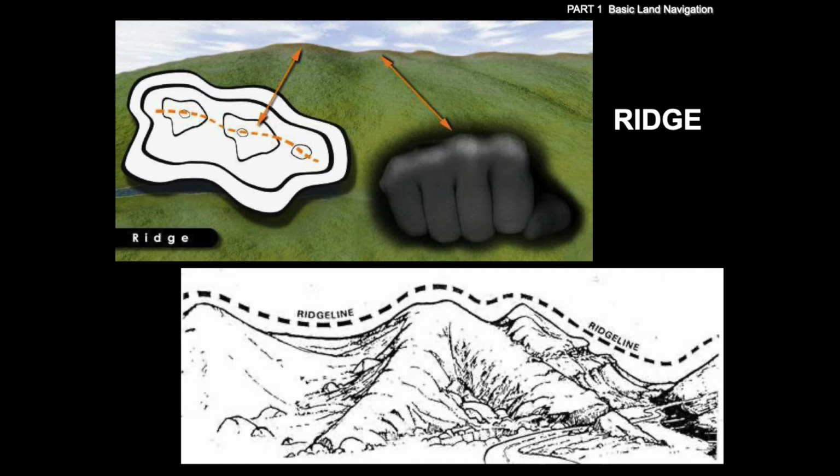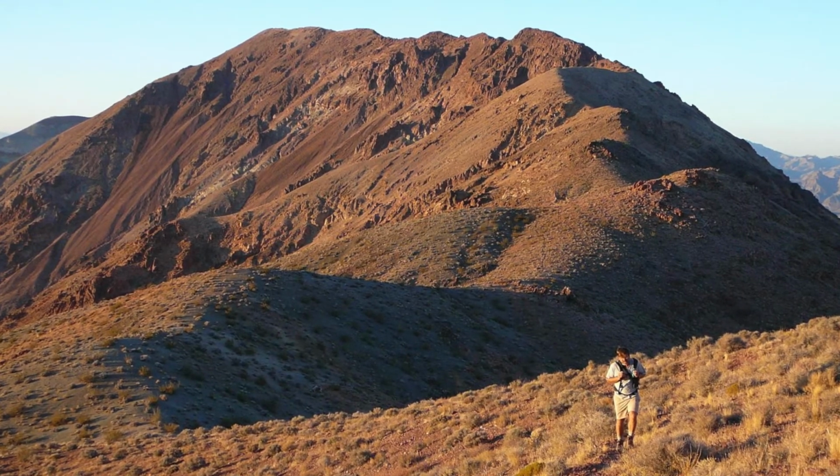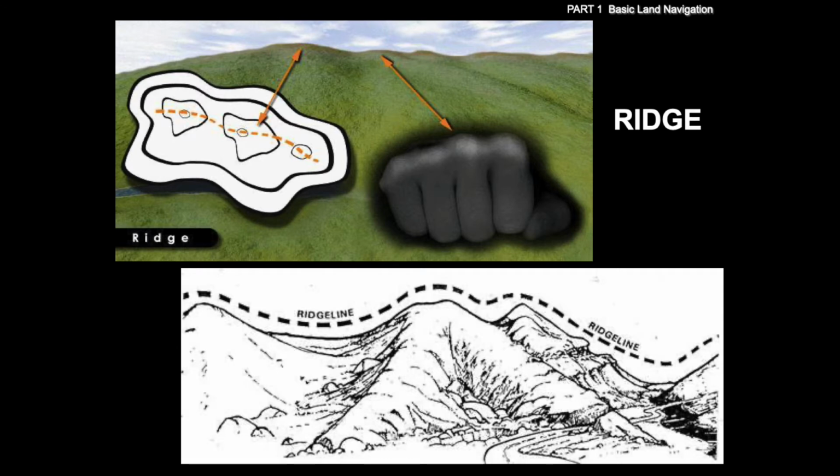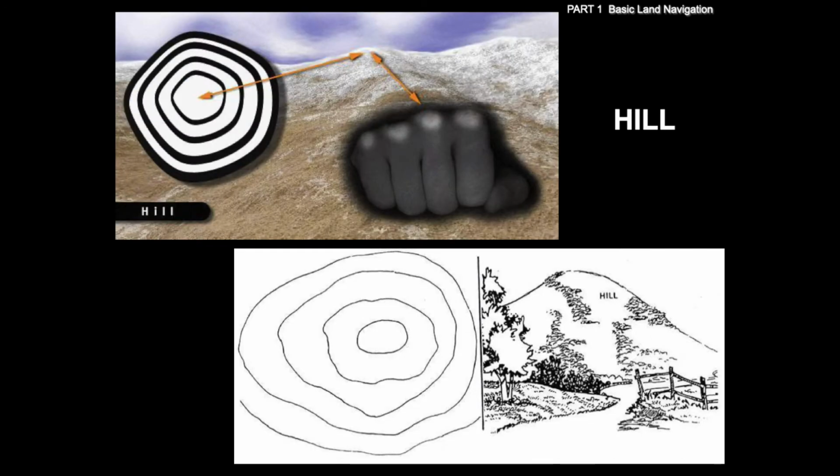You stick out your hand, and the first thing you notice is your knuckles sticking up. Each of those knuckles is a hilltop, and all of them together comprise that ridge. So it's got that nice graphic there on the bottom. Follow that hashed line, that's your ridge line. Next up is the hill.